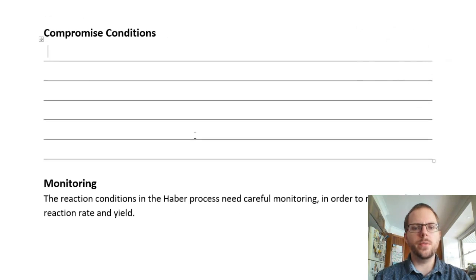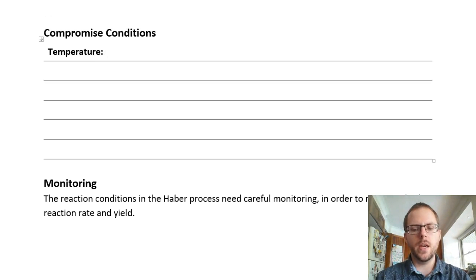When we're thinking about compromise conditions, what we're trying to identify is, knowing what we know about Le Chatelier's principle and this equilibrium, how do we set up this equilibrium so that we get the best possible outcome? First of all, we're going to look at temperature. I'm just going to write a few quick summary notes.